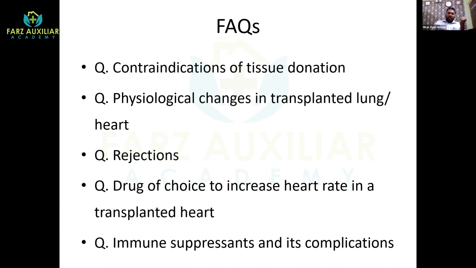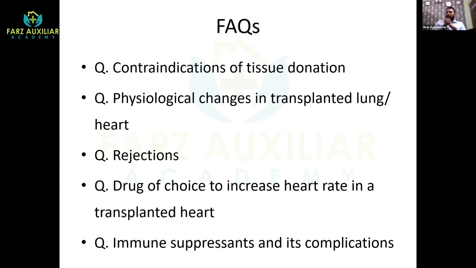Then come rejections. Rejections are acute rejection and chronic rejection. Chronic rejections happen over a prolonged period of time. These are often manageable, and we will not discuss chronic rejections. What will we discuss? We'll discuss acute rejections and hyperacute rejection, because these are very important things, questions may be asked, and the role of the intensivist is very important to prevent these rejections.